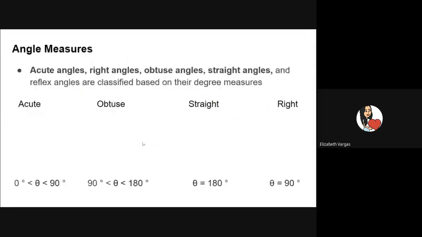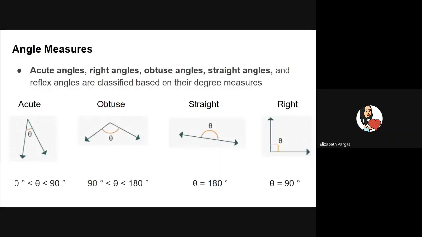Okay. Now we're going to look at different types of angles we can encounter. There are 5 different types of angles that we often encounter, and here are 4. So we have an acute angle. An acute angle is any angle from 0 to 90 degrees. So it has to be greater than 0, but less than 90 degrees. An obtuse angle is anything from 90 to 180 degrees. So it has to be greater than 90 degrees, but less than 180 degrees.